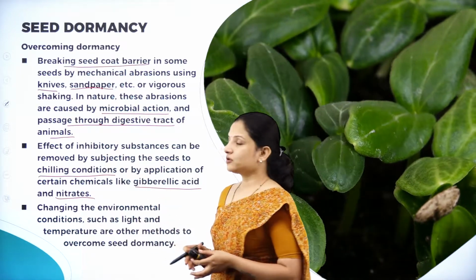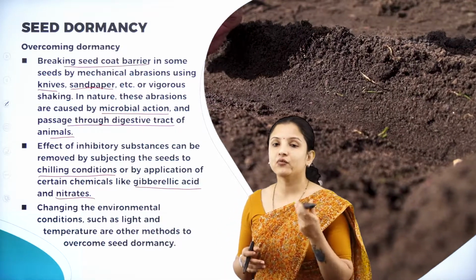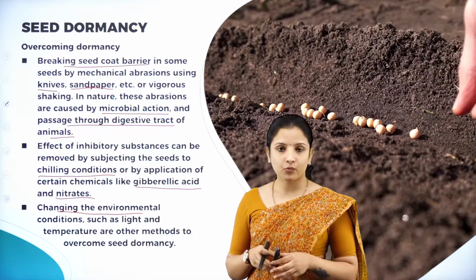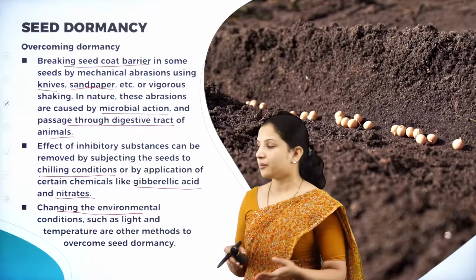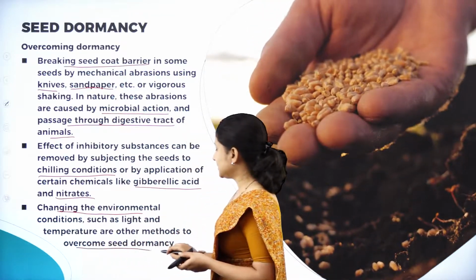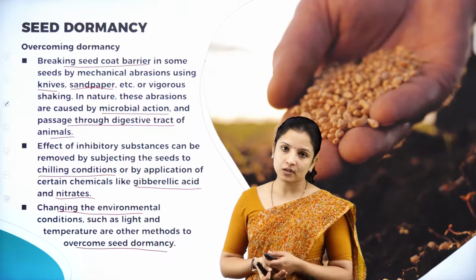That is why. And also, if the seed dormancy is because of environmental stresses, then we can change the environmental conditions, such as providing the optimum light, optimum temperature, and other methods in order to overcome seed dormancy. So this is how seed dormancy can be overcome.